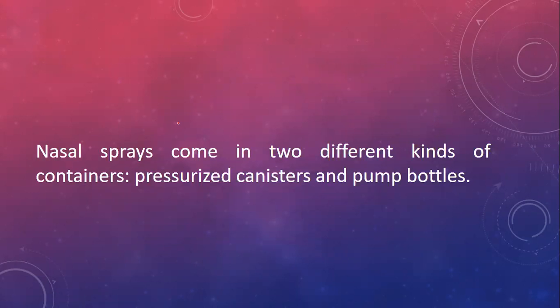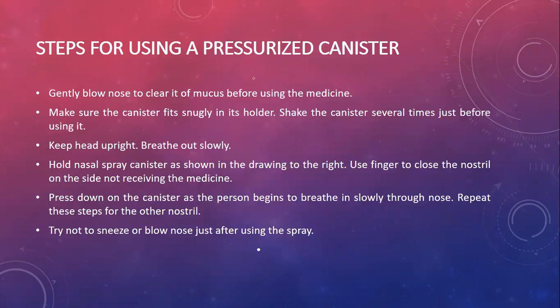Next, we can discuss the procedure on the basis of the containers in which the nasal sprays are present. Commonly, nasal sprays come in two different kinds of containers, the pressurized canisters and pump bottles. These are the commonly used containers of nasal spray. First is the steps for using a pressurized canister.